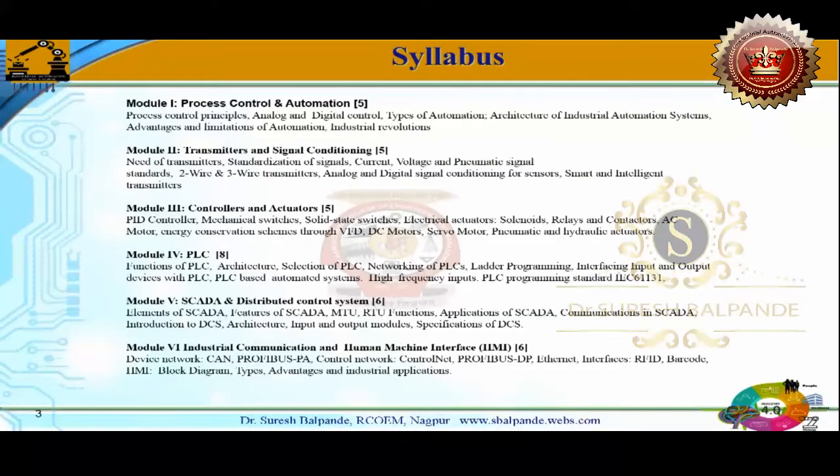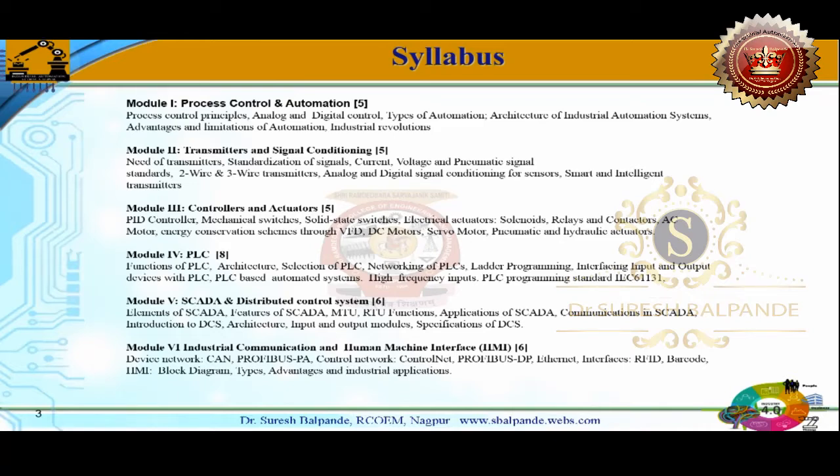In the syllabus, the first part covers process control and automation, basic concepts of automation, analog and digital control, then architecture of industrial automation, advantages, limitations, and some industrial revolution. This is the main content of module 1.